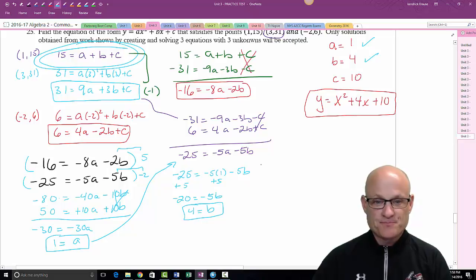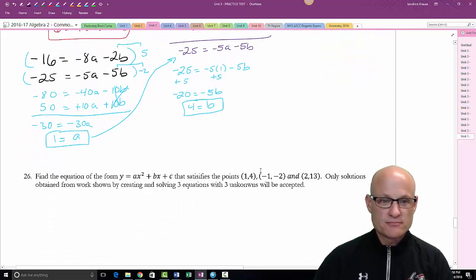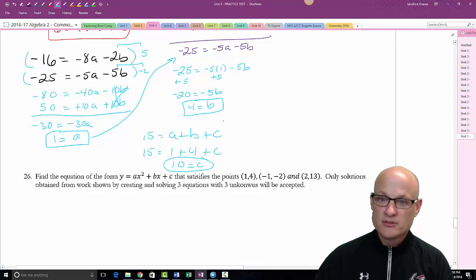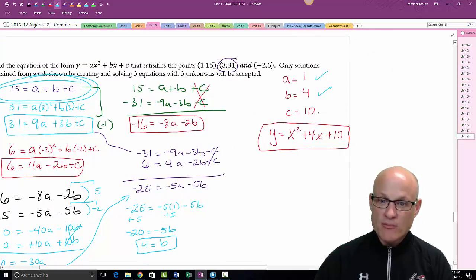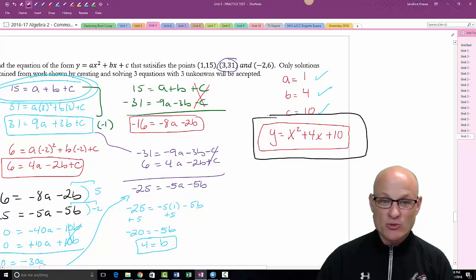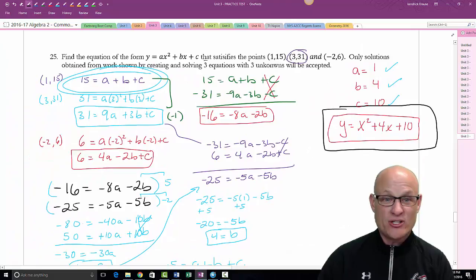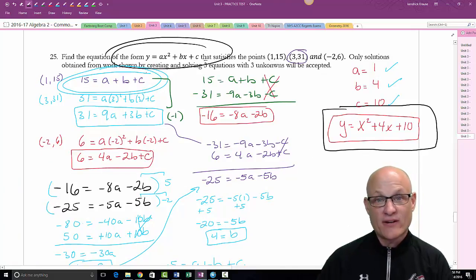And finally, I'm just going to grab this first equation, this one right here, and I'm going to say, okay, 15 is equal to a plus b plus c. 15 is equal to 1 plus 4 plus c. This is really just 5. If I subtract 5, I get 10 equals c. Ka-ching. Now remember, this is your actual answer because that's what it's saying. It says find the equation in the form. That's our equation. That's our answer.